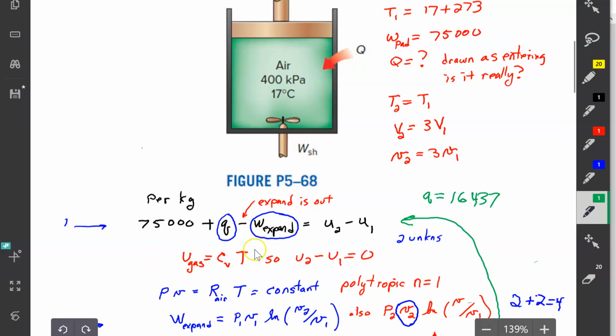So now what you have is, if you circle the unknowns, you don't know Q, you don't know W expand, and if you use the red equation, you don't know V2. So there's 3 unknowns and 2 equations that are listed there. Okay, so think about what you're going to do next, because you need another equation. You're missing one. Okay, so you think about it, and I'll pause it.